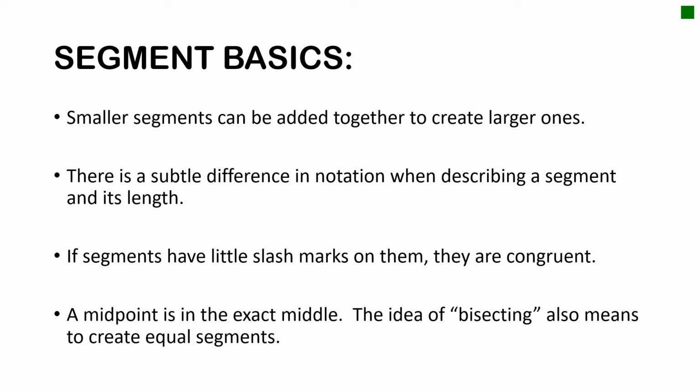So for starters, let's talk a little bit about the theorems or the basic segment properties we're going to have. The first one we should talk about is that smaller segments can be added together to create larger ones. So what that means is if I have two different segments, just like this, if this one was 4, and I have another little segment that is like this, and we'll say it's 7, I take those two segments and I add them together on one line.